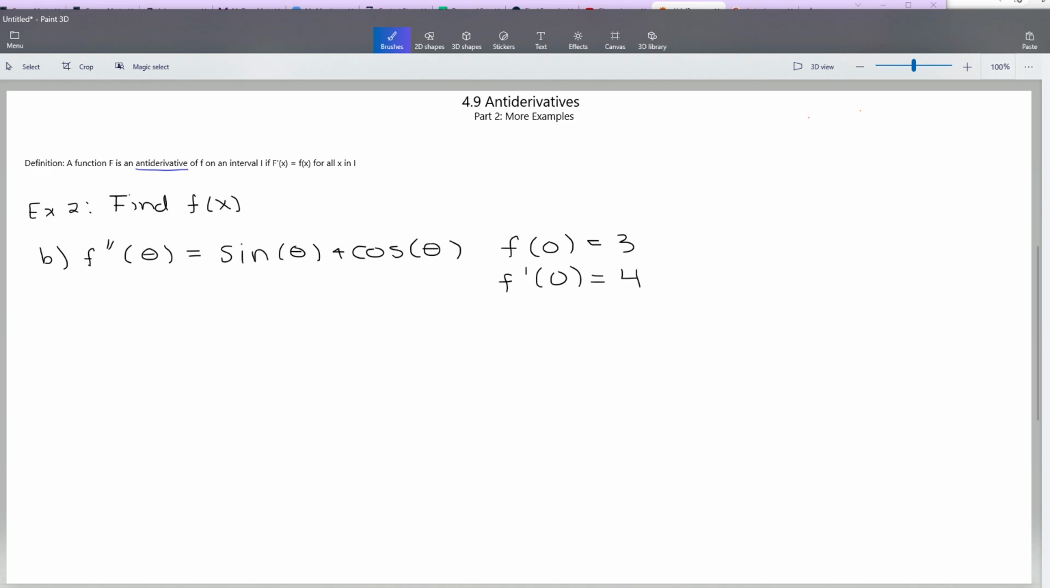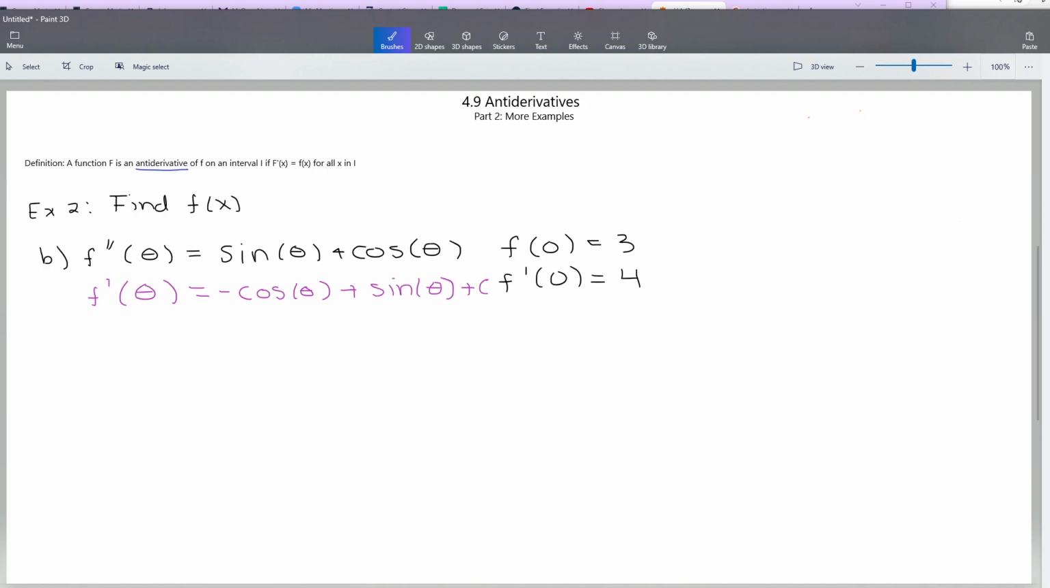Okay, so let's start by finding the antiderivative here. Now the antiderivative of f double prime, or the second derivative, is only going to be the first derivative, right? The antiderivative is something whose derivative is f double prime. So the antiderivative of sine is negative cosine, and the antiderivative of cosine is positive sine, and then I have my plus c.